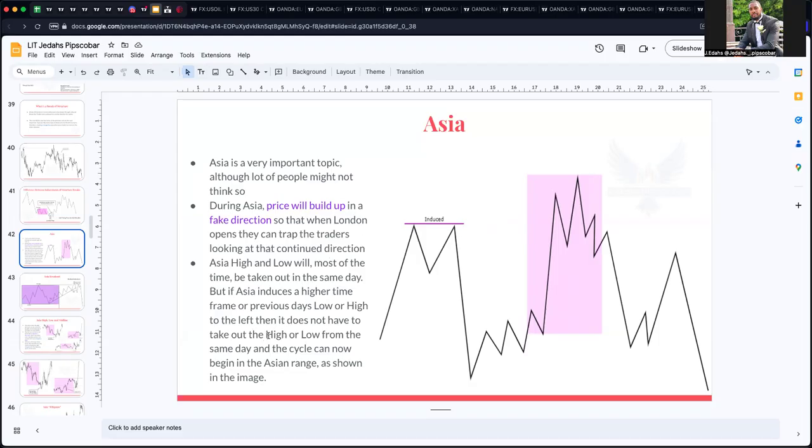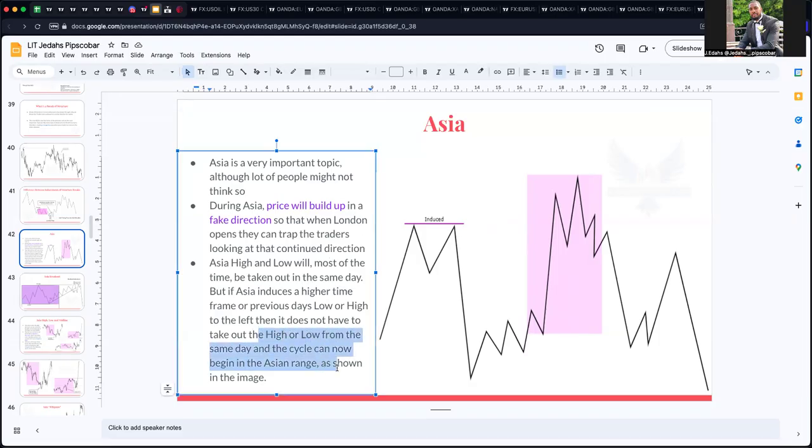So again, if you haven't gone through this, definitely go through it. Again, understanding the highs and lows of the days and the cycle within the Asia session range is very, very key to exactly what we do.